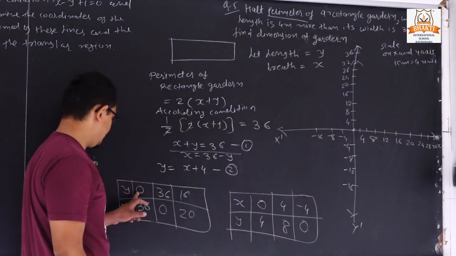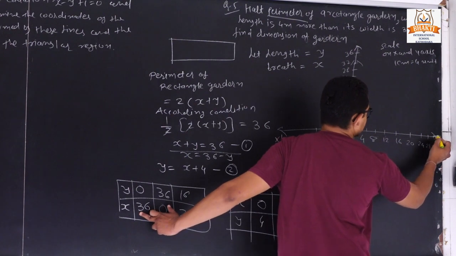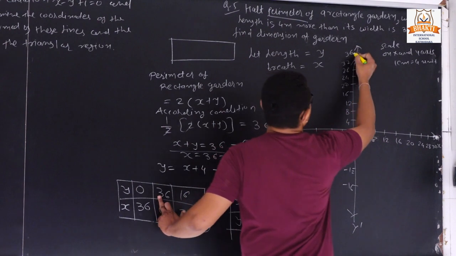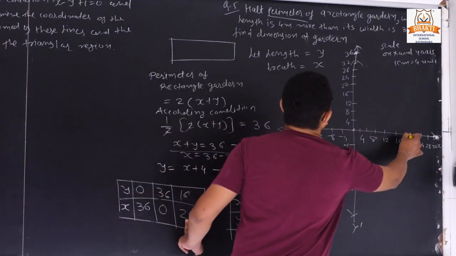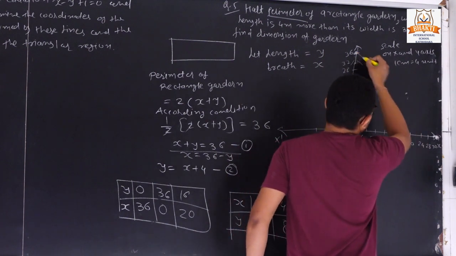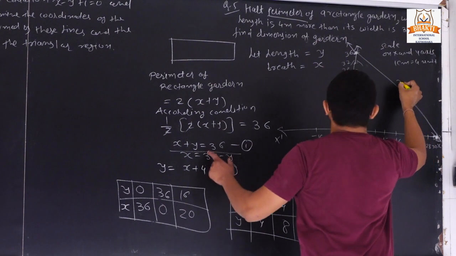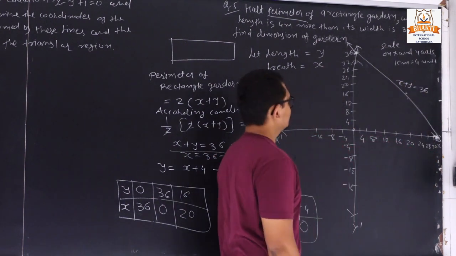Now here we have the point 0 comma 36, then 20 comma 16, so it is here. So the graph is like that. Clear? It is the graph for x + y = 36.